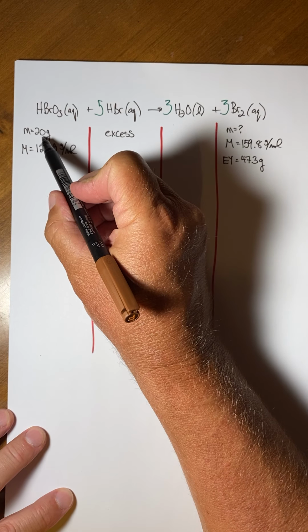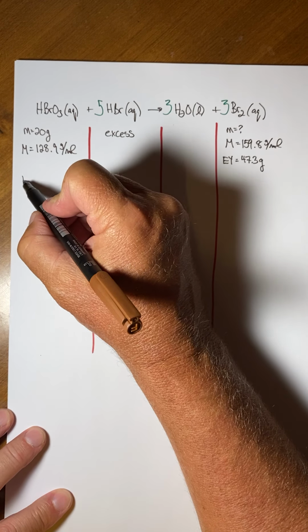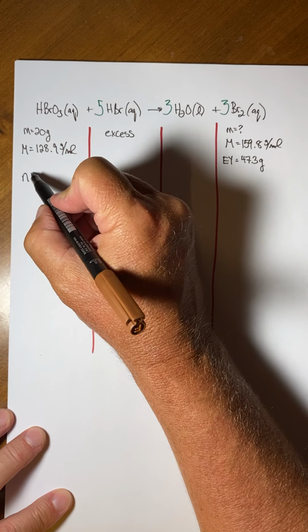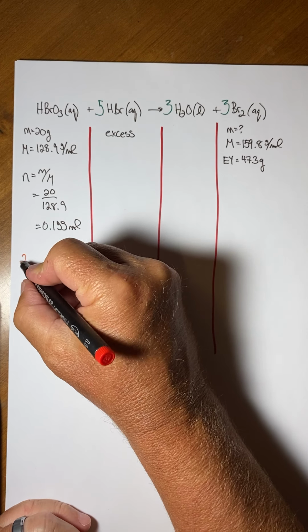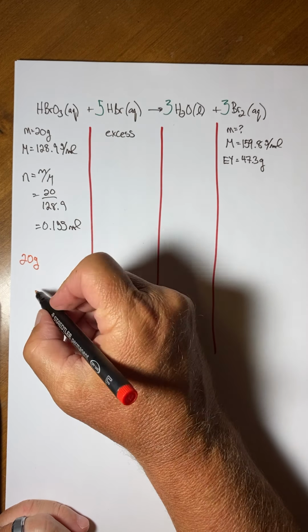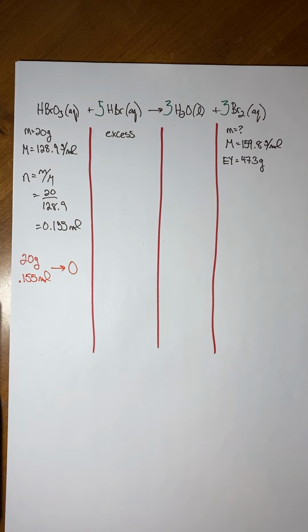So the first thing I'm going to do is take the 20 grams and convert it to moles. So number of moles is mass divided by molar mass, which is 20 divided by 128.9. And when I do that, I'm going to end up with 0.155 moles. So that means that I already know this starts at 20 grams or 0.155 moles, and at the end of the reaction, I'm going to have nothing left.